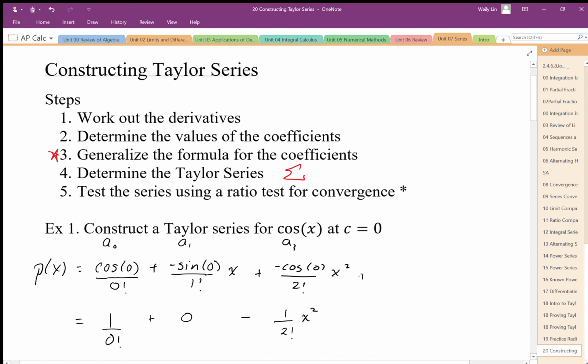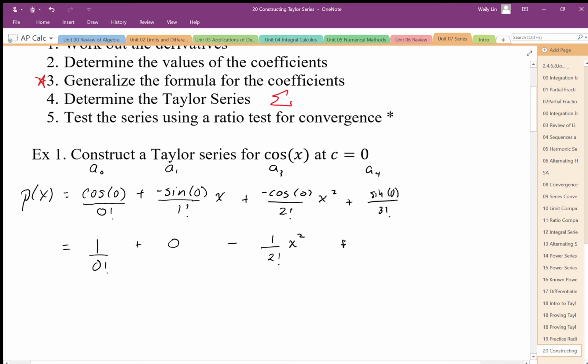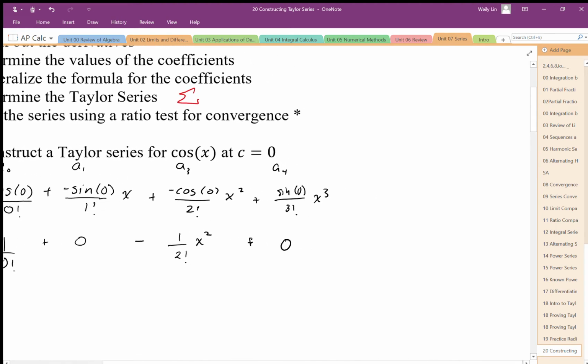Okay, so I'm going to go to the next one. The derivative of negative cosine is sine, or negative sine, so we end up with positive sine, and so we end up with over 3 factorial. That would be our a4, and that's going to be basically 0. So that's going to give us 0 x cubed. So we're just going to put down 0 here. And I'm going to do maybe a couple more here.